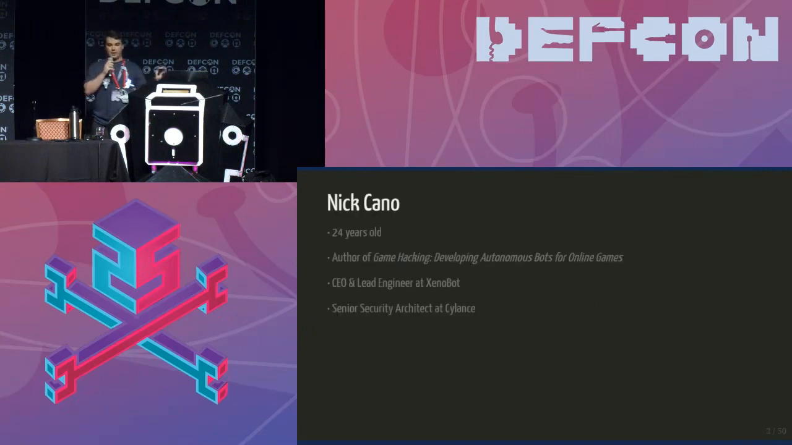So I'm Nick Cano. I'm 24 years old. I wrote the book Game Hacking, Developing Autonomous Bots for Online Games. I'm the CEO and lead engineer at Xenobot, which is where I make and sell my own bots for online games. And I'm also a senior security architect at Cylance.